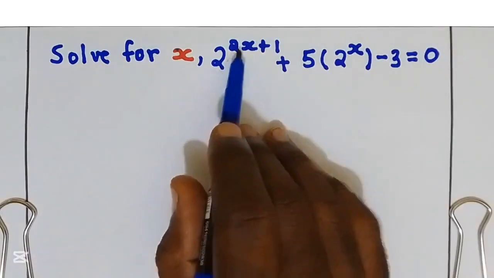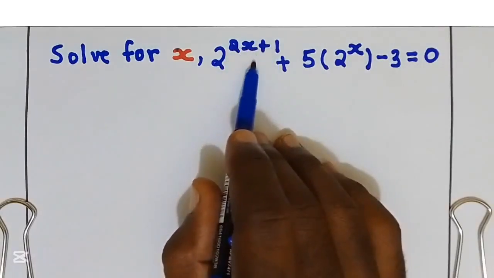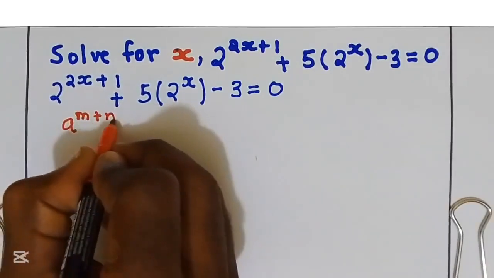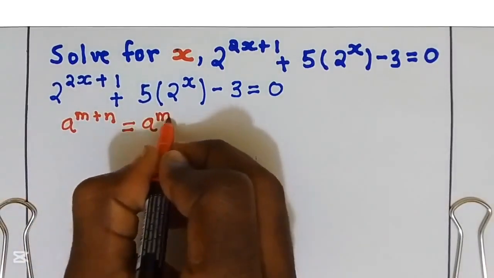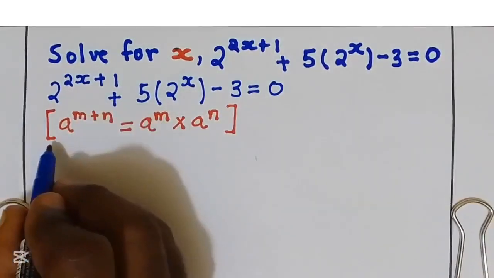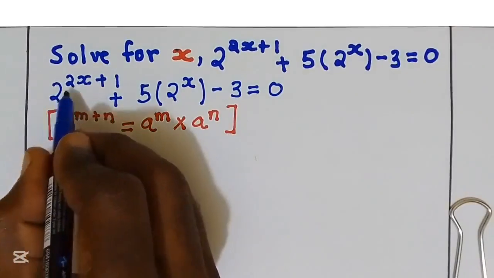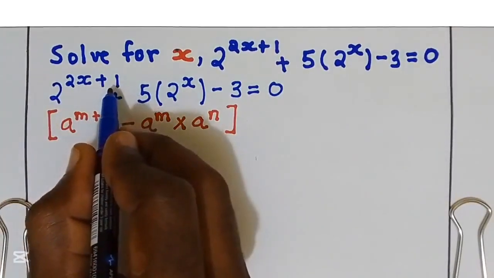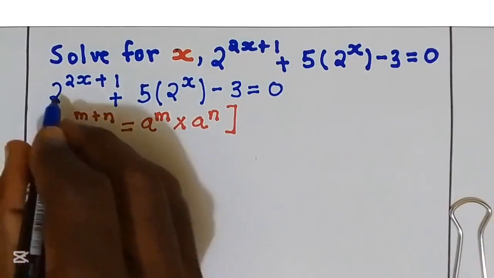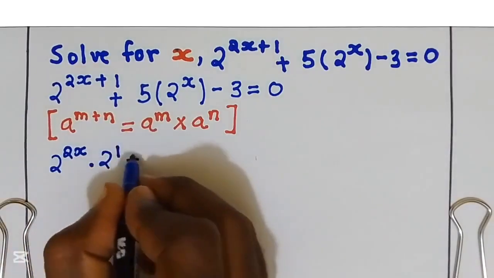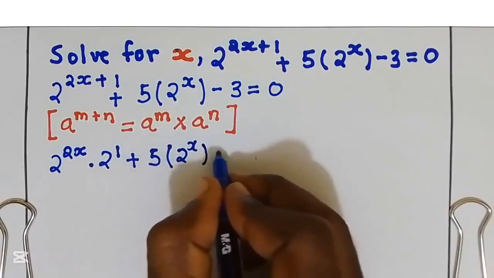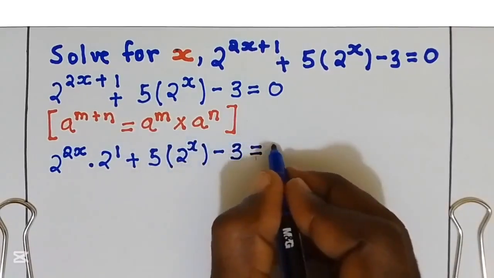First, I'm going to split 2^(x+1) into its product form. We know that if we have a^(m+n), this is equal to a^m multiplied by a^n. I'm going to use this identity to split 2^(2x+1): 2^(2x) multiplied by 2^1, plus 5 times (2^x - 3), this is equal to 0.